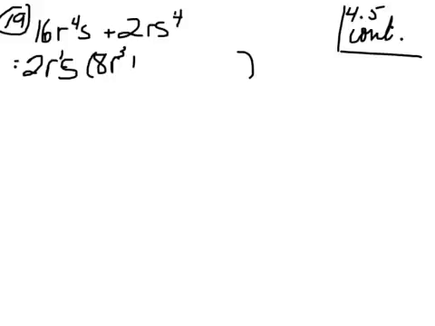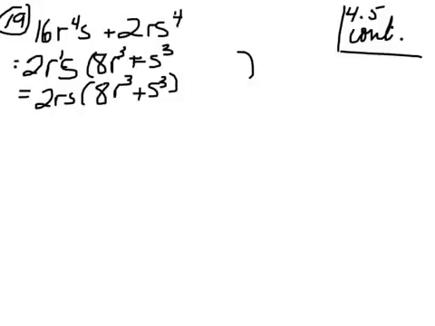Now, let's go to the next term. 2 divided by 2 is 1. I won't write it down. R divided by R is 1. I won't write it down. S to the 4th divided by S is S cubed. Now, that's kind of sloppy, so let me rewrite it. That's 2RS times 8R cubed plus S cubed.